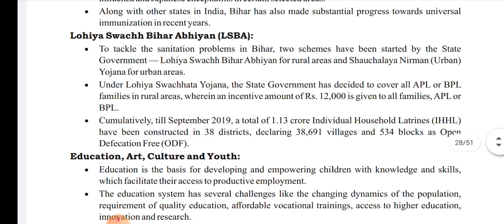It says that till September 2019, a total of 1.13 crore individual household latrines have been constructed in 38 districts, declaring 38,691 villages and 534 blocks as open defecation free. Again, these petty facts could be potential questions, so you need to remember it, you need to write it down.